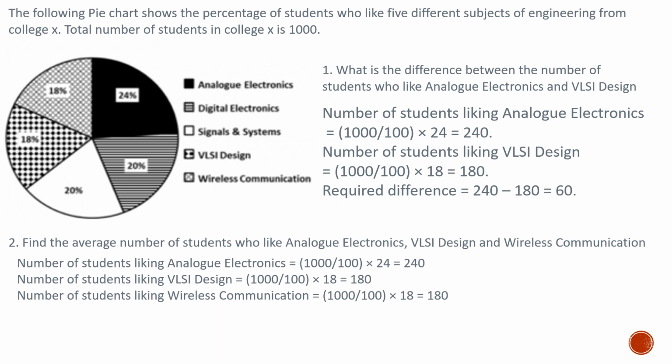Now add everything, 240 plus 180 plus 180. So total students in these three branches is 600. So to find average, divide the total students by number of branches, that is 3. So 600 by 3, 200 students. The average number of students who like these three branches is 200.